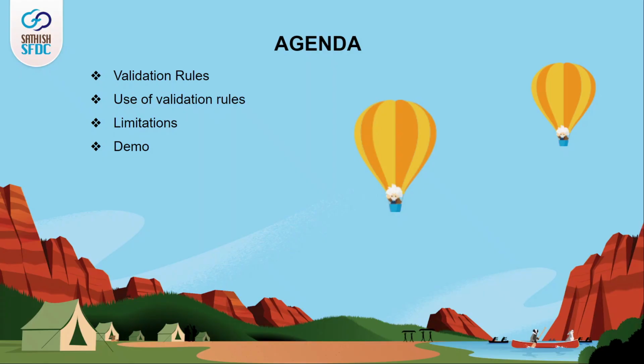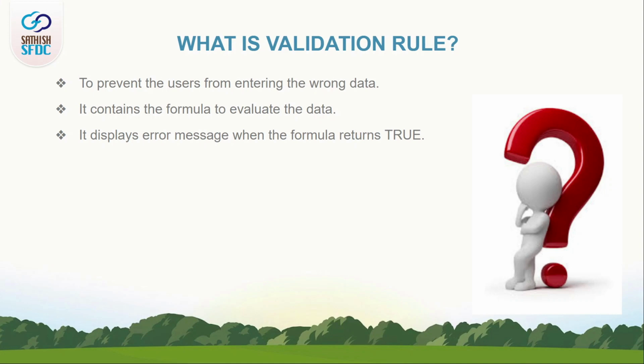The agenda of this video is to know about validation rules in Salesforce. What is a validation rule? A validation rule can contain a formula or expression that evaluates the data in one or more fields and returns a value of true or false. Validation rules can stop saving the record and display an error message to the user when the rule returns a value of true due to an invalid value.